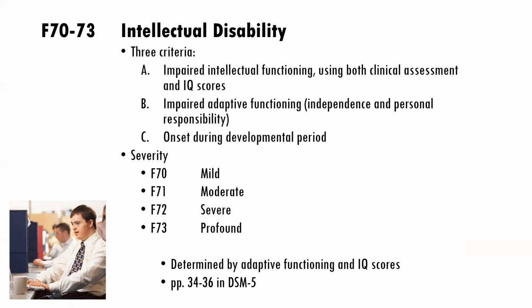So the criteria for intellectual disability is intellectual functioning that is impaired, using both clinical assessment and IQ scores. Both are important. Impaired adaptive functioning in terms of independence and personal responsibility. What we mean by that is, for example, basic hygiene, money management, those types of things are a challenge. And the onset has to occur during the developmental period. Note that adaptive functioning and IQ scores are both important to the assessment of intellectual disability. And the severity ranges from mild, moderate, severe, and profound, and it's based on adaptive functioning.